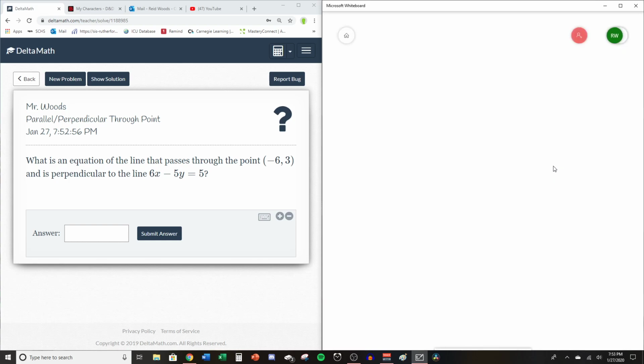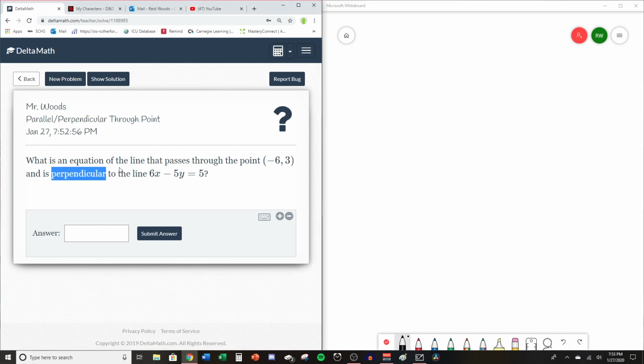Let me just start a new page, new whiteboard. Okay. So we want to create a line. What is an equation of the line that passes through the point (-6, 3) and is perpendicular? So that's going to be a little bit different this time, but it's going to start the same way. We're given that it's 6x minus 5y equals 5.